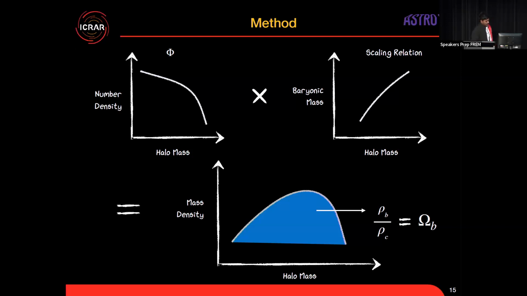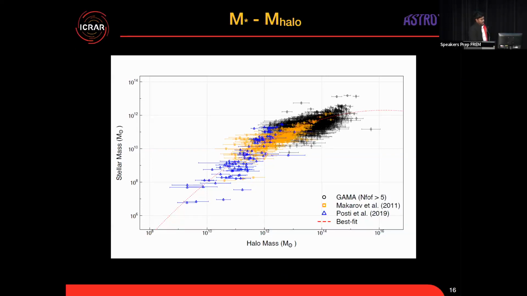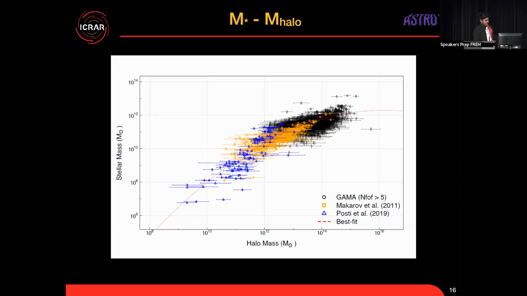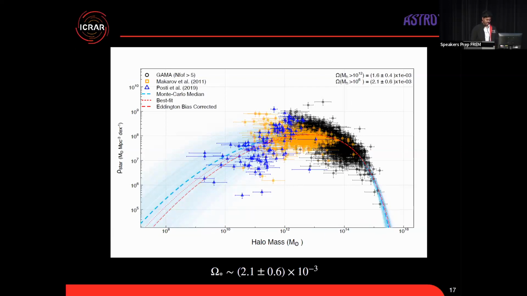Now going into some real data. Shown here is a stellar mass to halo mass relation spanning from 10 to the 10 to 10 to the 15 solar mass, with most of the data above 10 to the 12 coming from GAMA. And I've added a few more data sets to go down to lower halo masses. And if I multiply this with the halo mass function that I showed previously, I would get a plot something like this, rho star as a function of halo mass. And integrating under this, I can obtain the omega star value. And I've shown below the value of omega star that I get if I integrate all the way down to 10 to the 6. And that's a value of roughly 2.1 times 10 to the power minus 3.